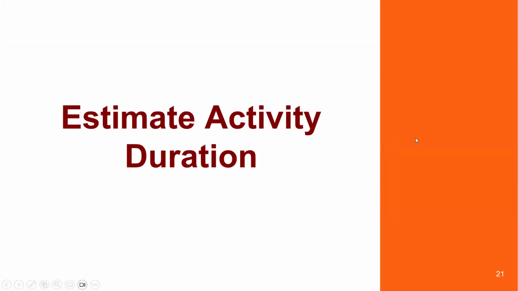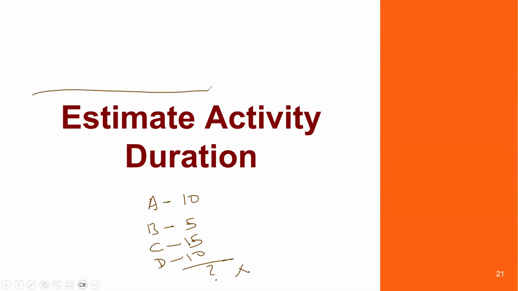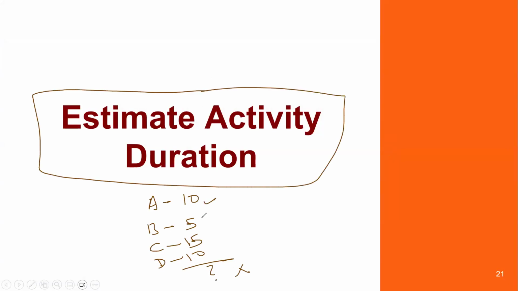So next, we are going to discuss estimate activity duration. In the last class, we discussed A will take 10 days to finish, B will take 5 days to finish, C will take 15 days, D will take 10 days. Now, I asked a question, what is the duration of the project? The answer is, we can't determine. So estimate activity duration is only about estimating the duration of the activities, not the duration of the project. Obviously, this information is required to estimate the duration of the project, but that will be done in the next process, develop schedule, one of the important processes for the PMP examination.